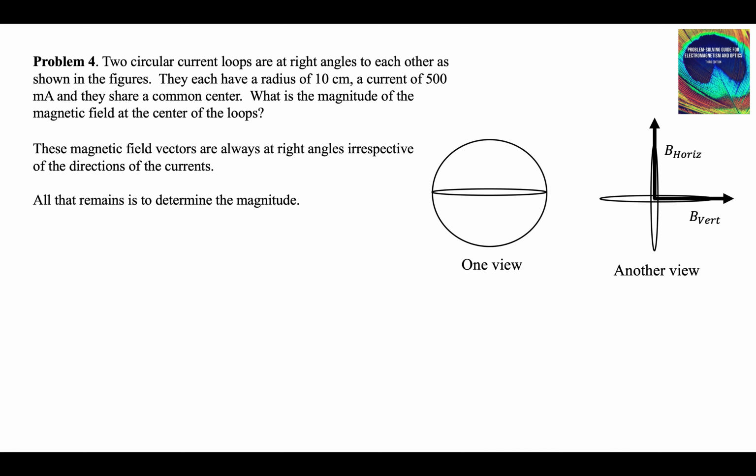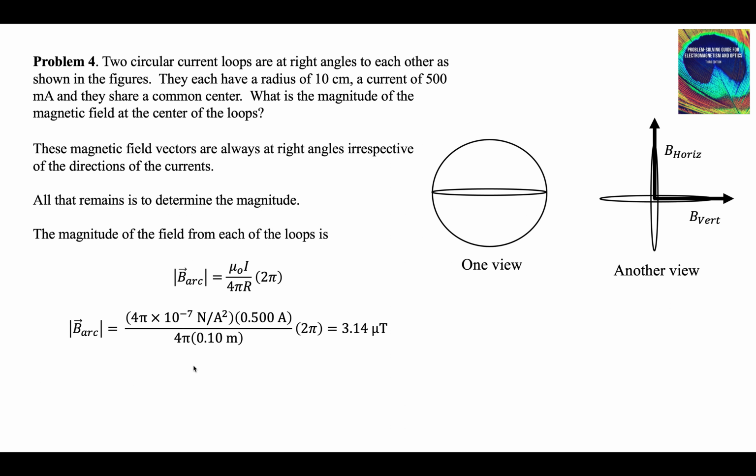Let's determine the magnitude. We know the magnetic field from an arc, mu naught I over 4 pi r times the arc angle of the arc. These are complete circles, so we plug in 2 pi. Current is half an amp and 0.1 meters for the radius. We plug it all in, we get 3.14 microtesla. This vector is 3.14 microtesla long, as is this vector.